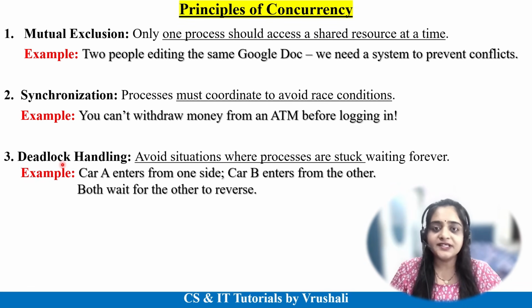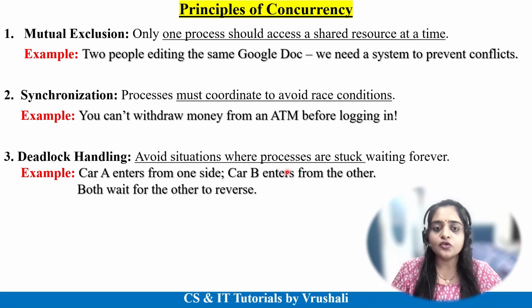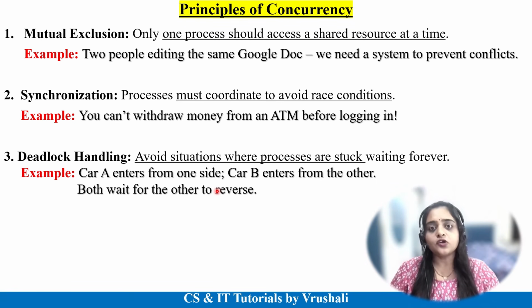Now, the next principle is deadlock handling. One of the best examples is, suppose there is a single road. Car A enters from one side and car B enters from the other side, and both cars go to a waiting state for taking reverse. At that time a deadlock occurs. For that purpose, a traffic signal or traffic control system is there to solve this kind of deadlock. Again, there are different deadlock principles, and different types of locks are there for preventing this kind of condition. We will discuss deadlock in detail in the next session.